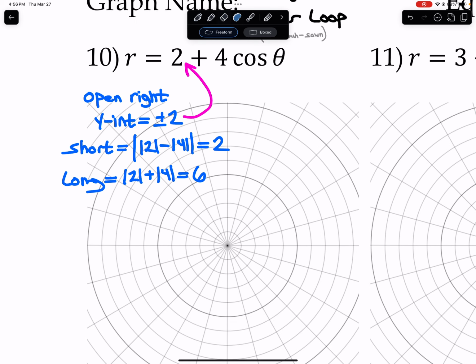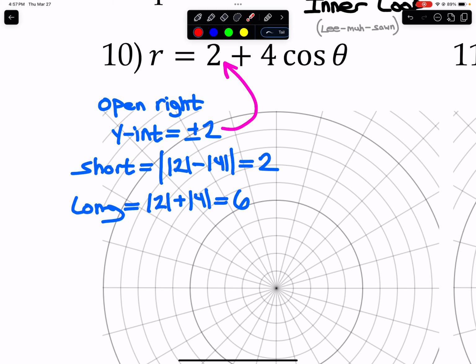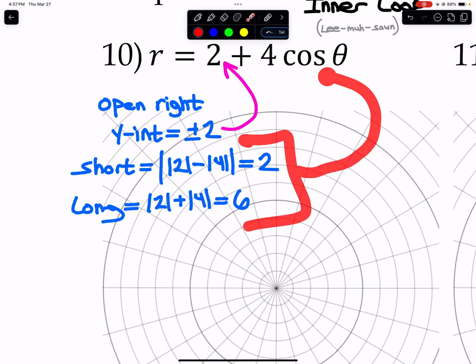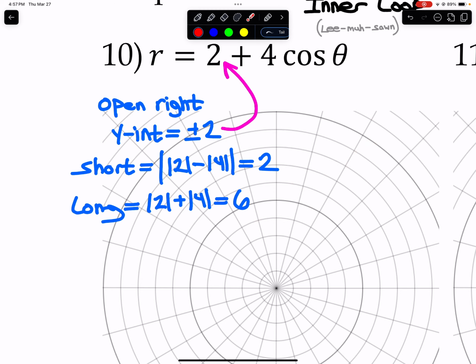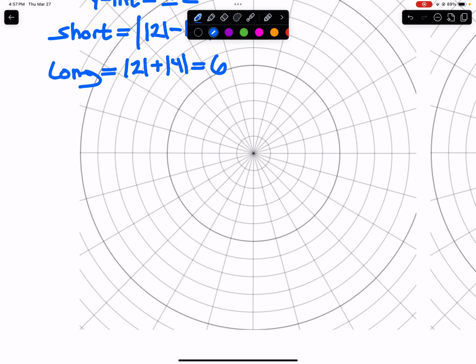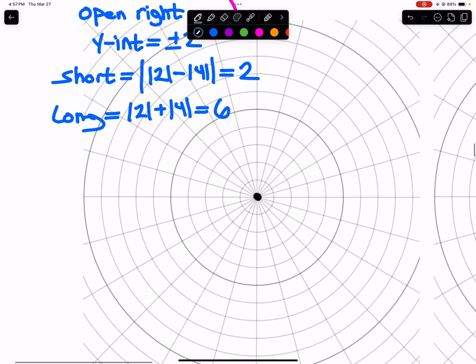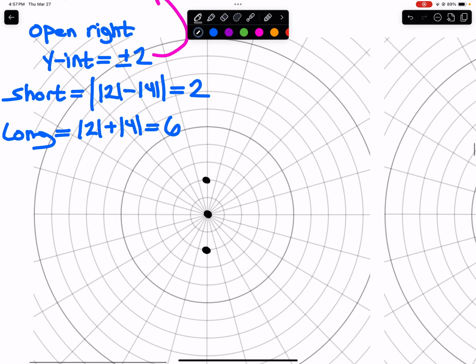So what's going to happen is your short and your long side here are going to go in the direction that it opens. So to start off, I'm going to have the pole, then the y-intercepts, which are going to be plus and minus 2. And then I want the short side that's going to go to the right of the pole, and then the longer side, which is going to be to the right of even that value.